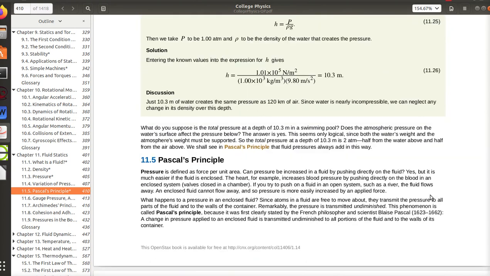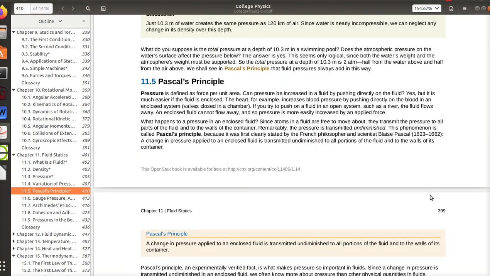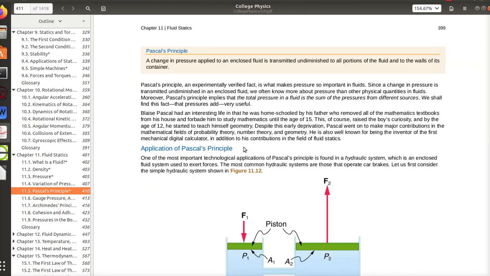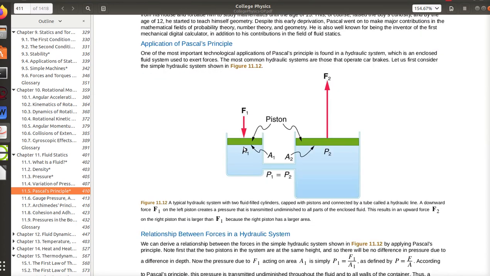so average density, Pascal's principle, there's Pascal. Okay, they finally got it. So change in pressure applied is transmitted to all. Now this is an interesting problem in hydraulics. And this is how jacks work.